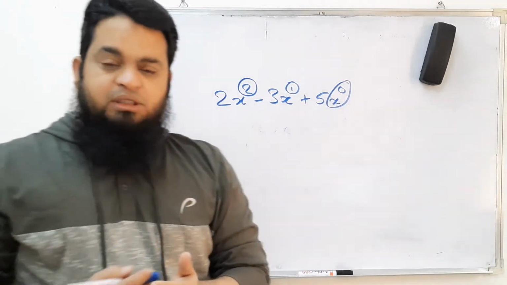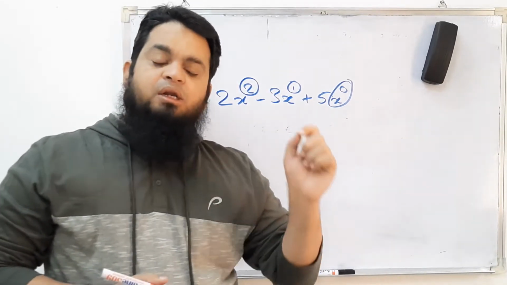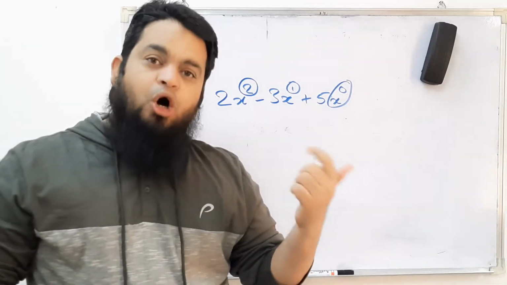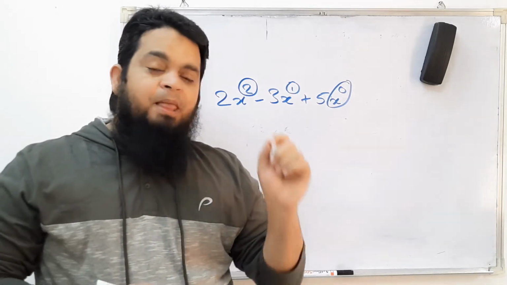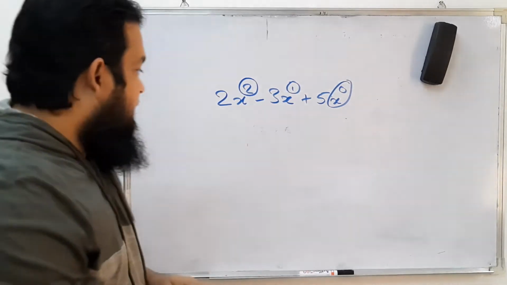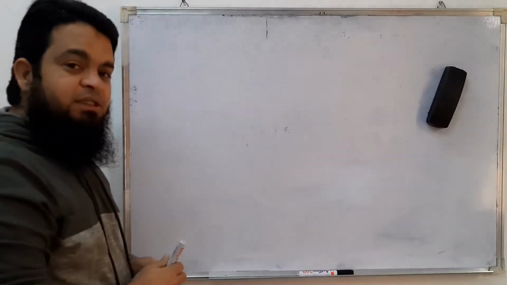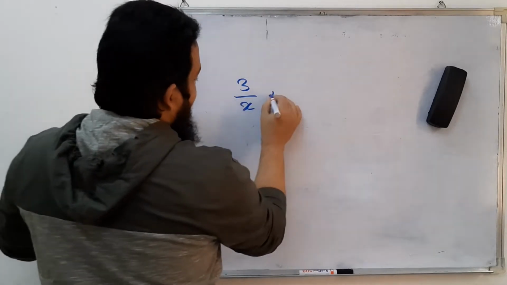So what is the definition of a polynomial? Very simple. The exponent of the variable should not be negative or a fraction. It should be only a whole number. Got it? So which are not polynomials? Let us see, for example, 3 by x plus 5.